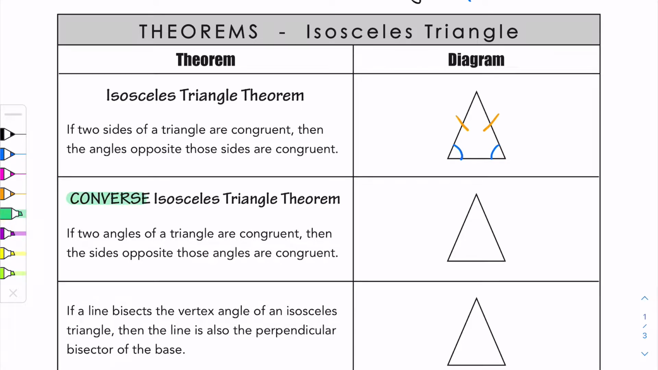The converse of this theorem says that if two angles of a triangle are congruent, then the sides opposite those angles are congruent. So this works backwards. This says that you're starting with congruent angles first, and the sides opposite these angles are congruent. So the isosceles triangle theorem, you're going to start with congruent sides. The converse, you're going to start with congruent angles.